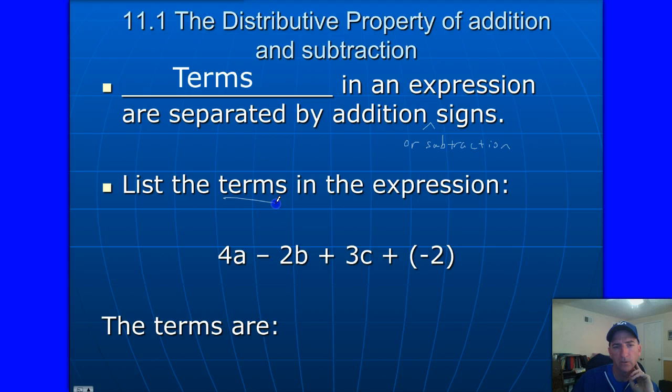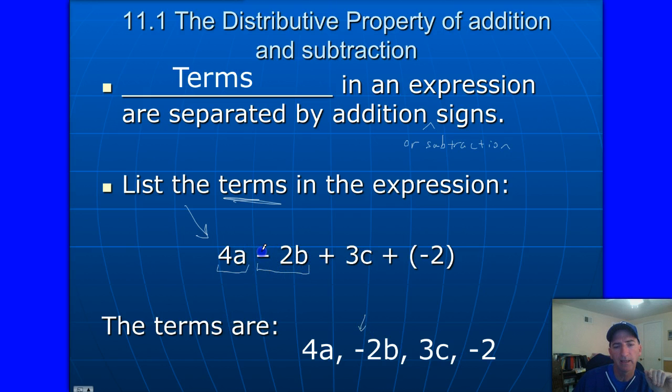It says list the terms in this expression. 4a minus 2b plus 3c plus negative 2. So the terms in this are basically all of the things that are separated by a plus or minus sign. And they are this. 4a is a term. Now notice for this one we call it minus 2b. So we're really thinking in terms of addition plus negative. Remember how I could change that? So that term is really negative 2b. And then 3c is a term and negative 2 is a term.